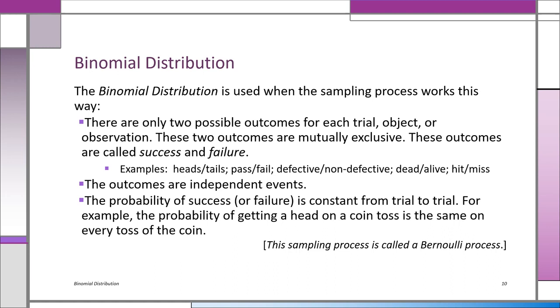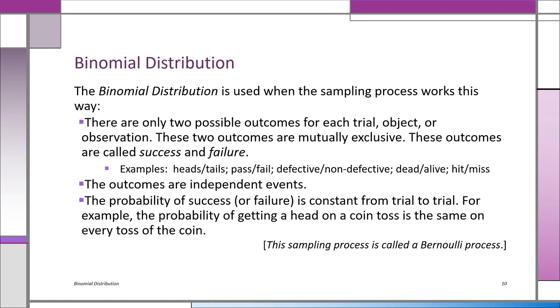Okay, so here are some examples where you just have two outcomes. Heads, tails. You flip a coin, there are only two things that are going to happen, a head or a tail. Or you pass a course or fail a course. If you take a course, pass, fail, you're getting a P or an F. Or, as I mentioned before, defective, not defective, dead or alive, hit or miss.